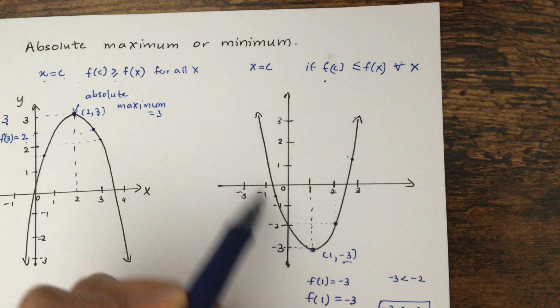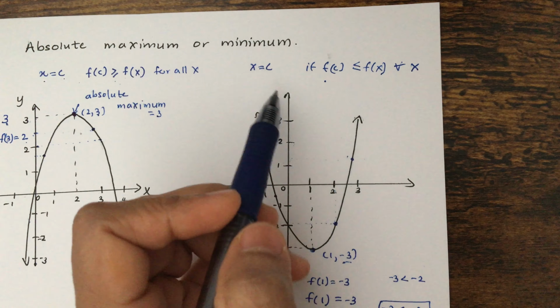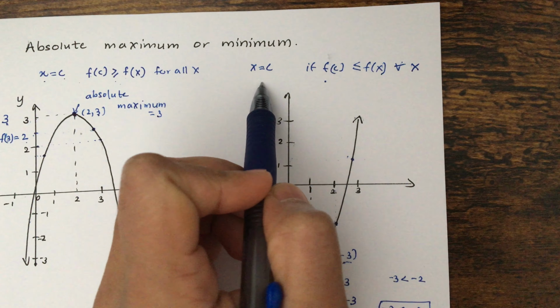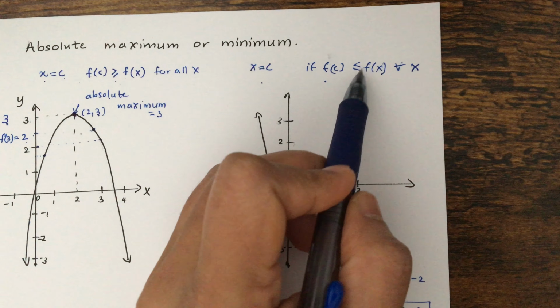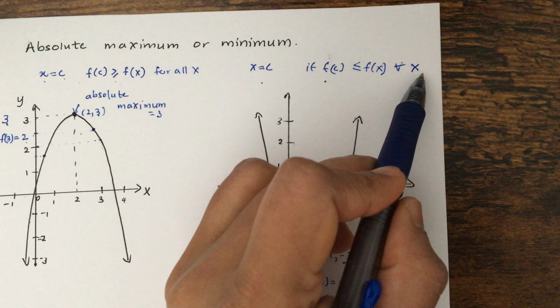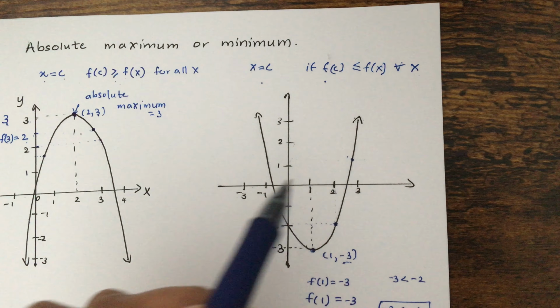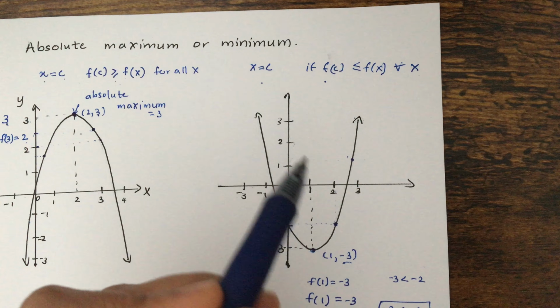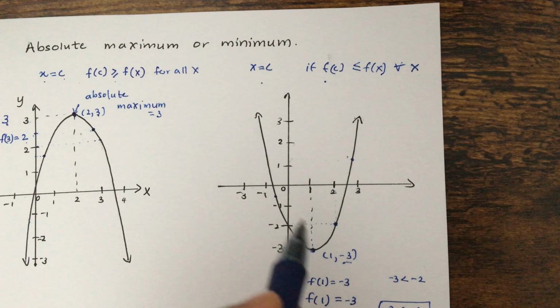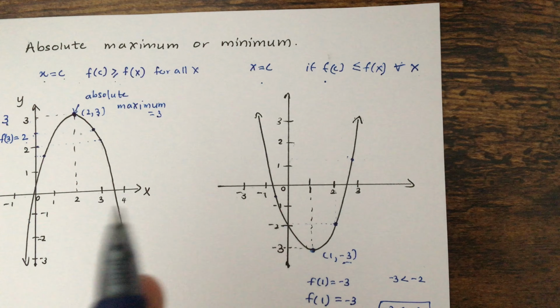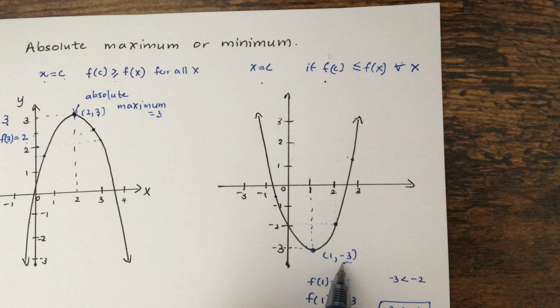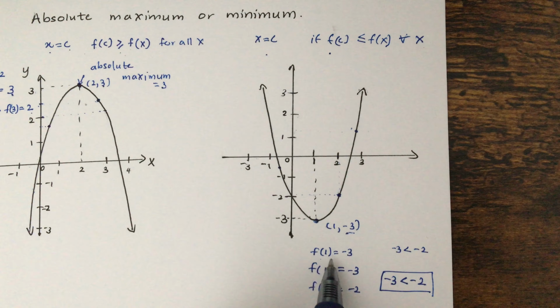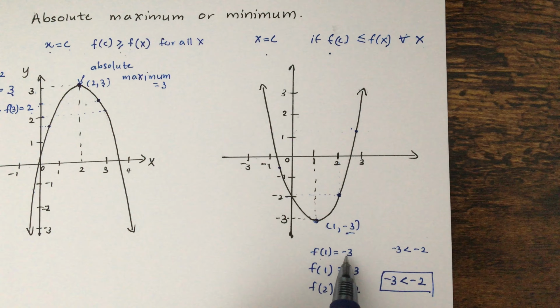So if you look at this one, this is another parabola shape, right? Let's look at a point on the domain x equals c. If f of c is less than or equal to f of x for all x on the domain, then we can say there is an absolute minimum on this graph, right? Let's look at this point. The coordinate of this point is (1, -3). So f of 1 equals negative 3.